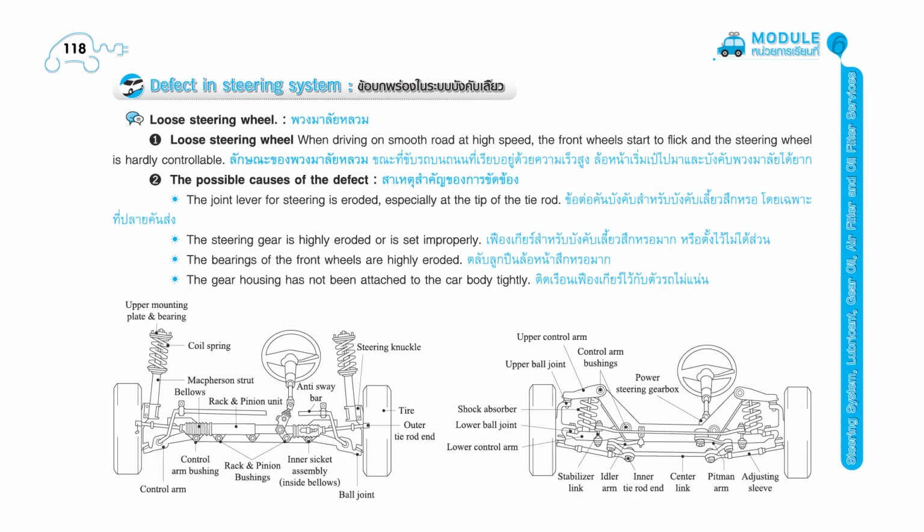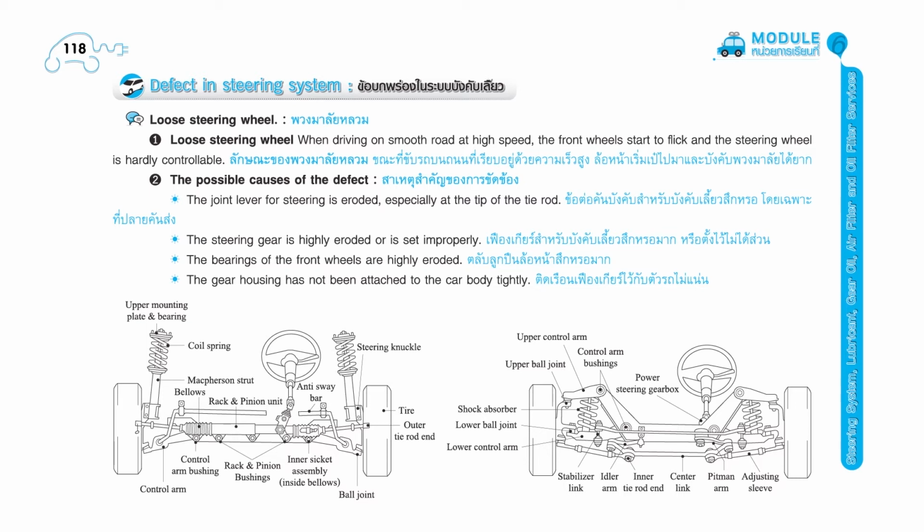Upper mounting plate and bearing. Coil spring. McPherson strut. Bellows. Rack and pinion unit. Anti-sway bar. Steering knuckle. Tire. Outer tie rod end. Ball joint. Inner socket assembly. Inside bellows. Rack and pinion bushings. Control arm bushings.